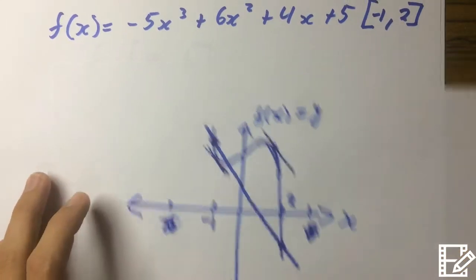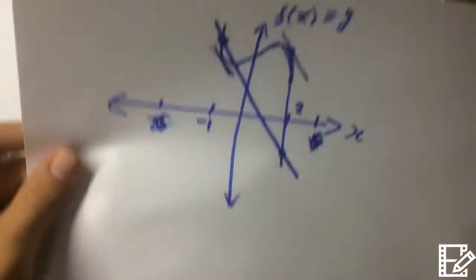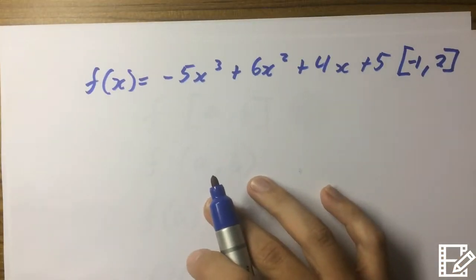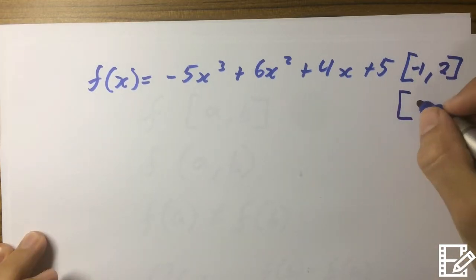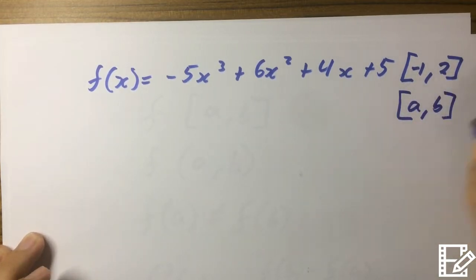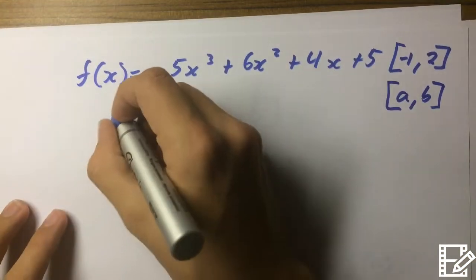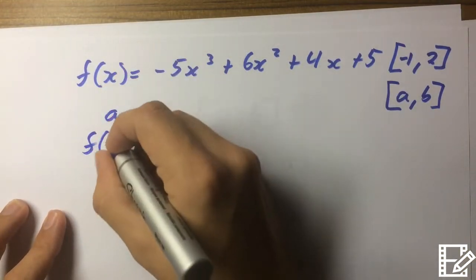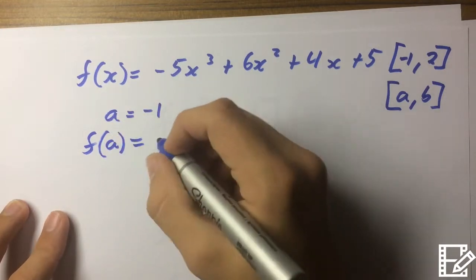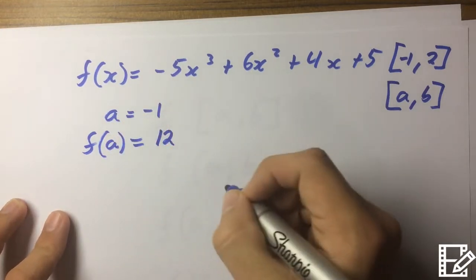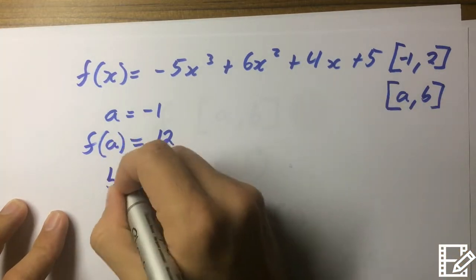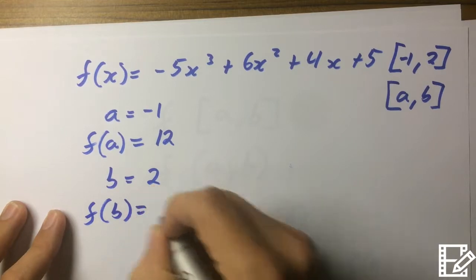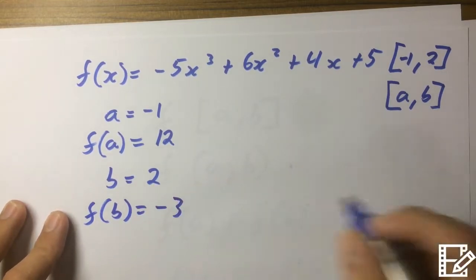Okay, so let's get on to it. So we have our function. First step, this is going to be a, and this is our b value. So we'll write that out. A equals negative 1. Therefore, if we sub a into the function, f(a) is 12. The b value is equal to 2. We sub that value into the function, and it equals negative 3.